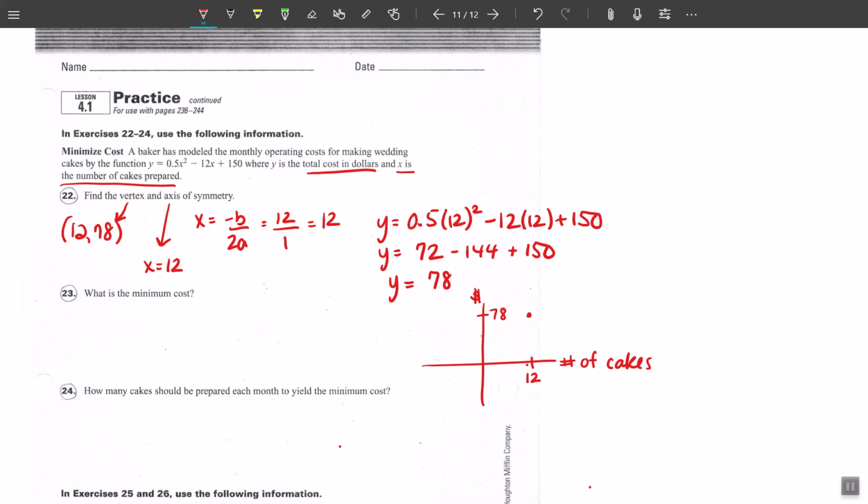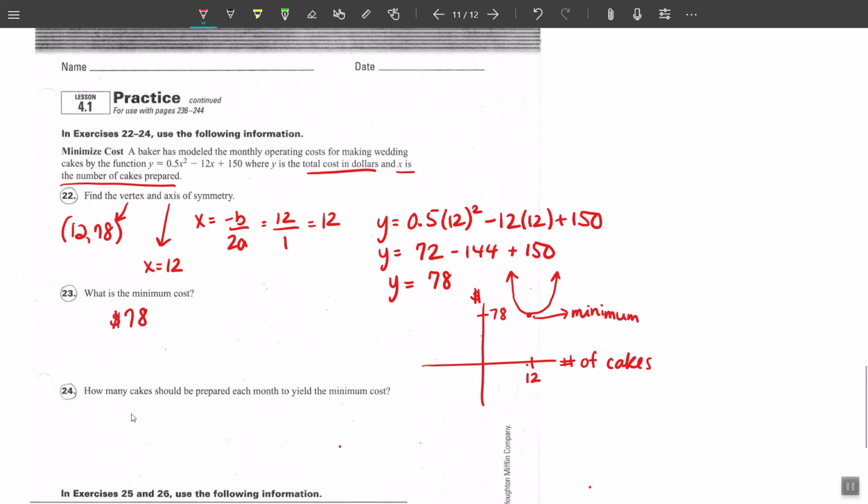And if you look up at that a, it's positive. So because of that, we know it is going to be opening upward like this with that axis of symmetry running down through the 12. This point right here, the vertex, is called the minimum because it's the minimum point on the y-axis. So when they ask you what the minimum cost is, you're answering that y right there. That y coordinate for the minimum point is 78. So the minimum cost that we can have here, according to this function, is $78.